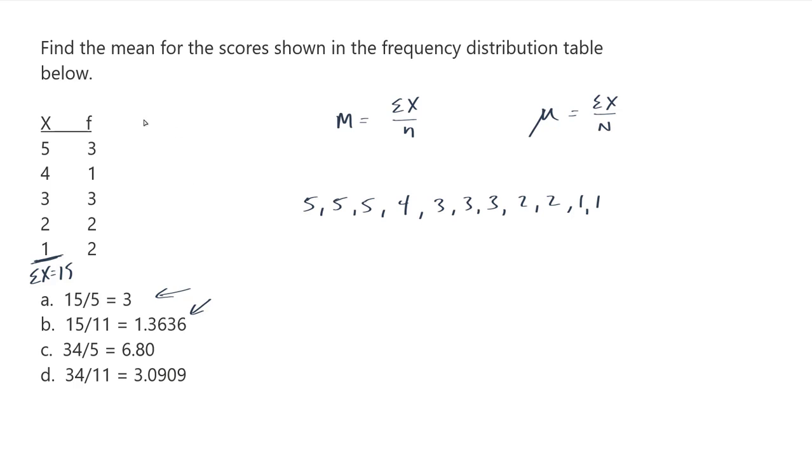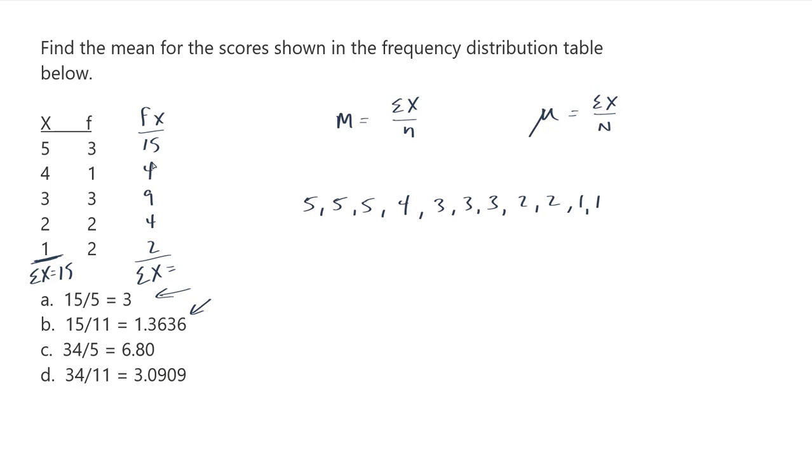It's certainly not going to get us the right answer. So what you need to do is create a new column called f times x. You're going to get your total contributed by each one of the x scores by multiplying the frequency times that score. So, for example, 3 5s makes 15, 1 4 makes 4, 3 3s makes 9, 2 2s, that gives me 4, and 2 1s makes a total of 2. When you add this up, you'll get your sum of x.